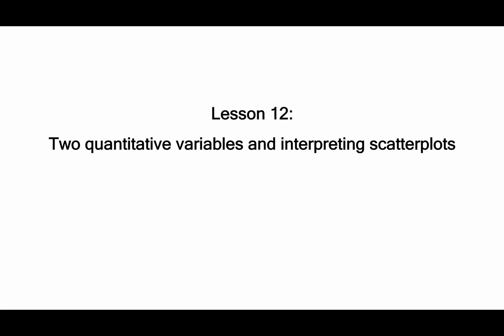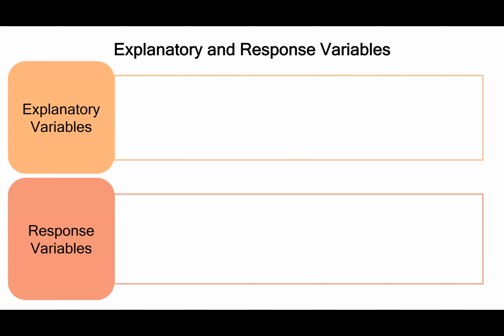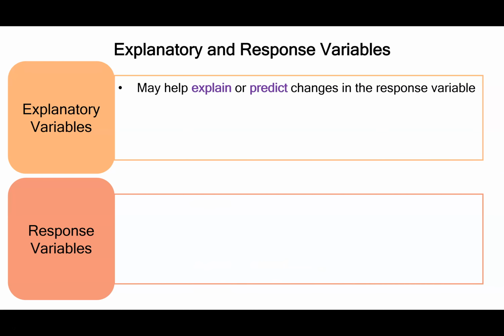Welcome to Lesson 12. So we are going to talk about looking at the relationship between two quantitative variables and interpreting their scatter plots. This should be a throwback to ST201. So when we look at two quantitative variables, we usually designate one as an explanatory variable and one as a response variable. If one comes first chronologically, just in time, if one is typically recorded first, that is usually going to be our explanatory variable.